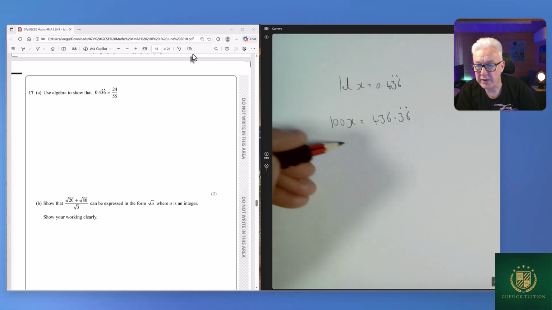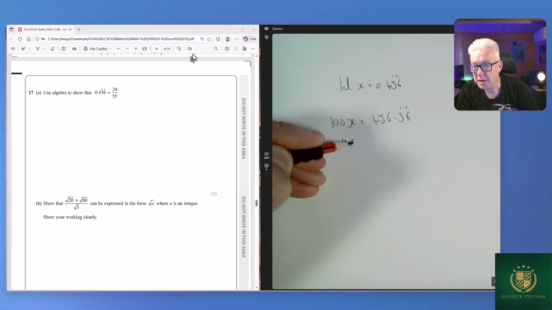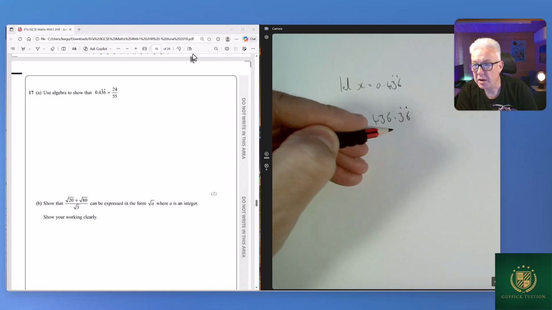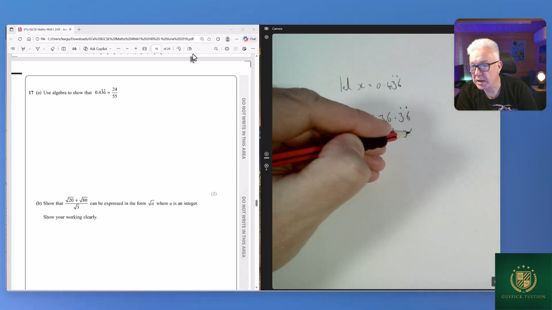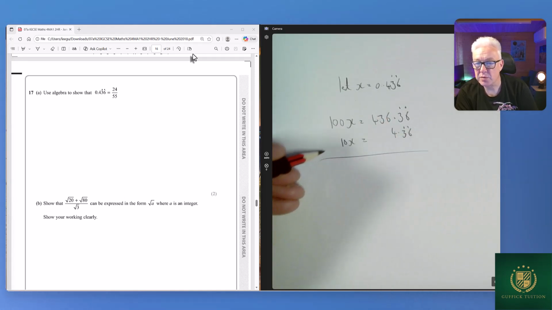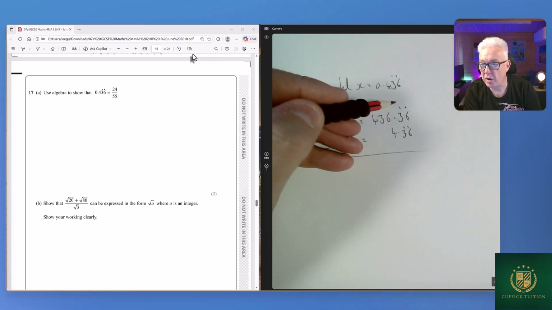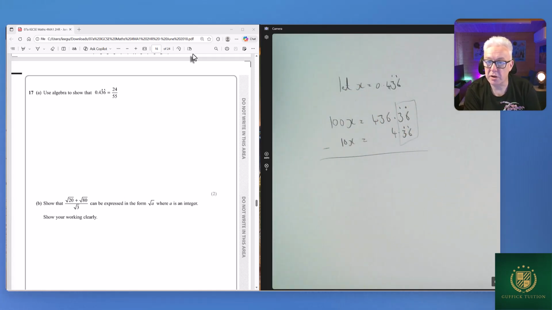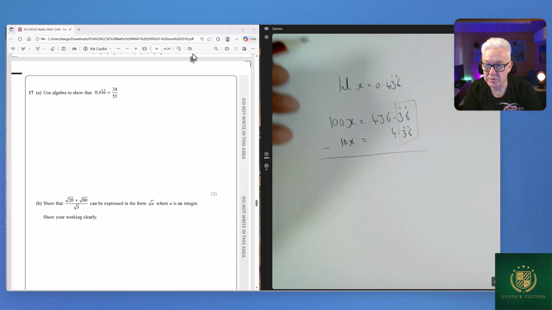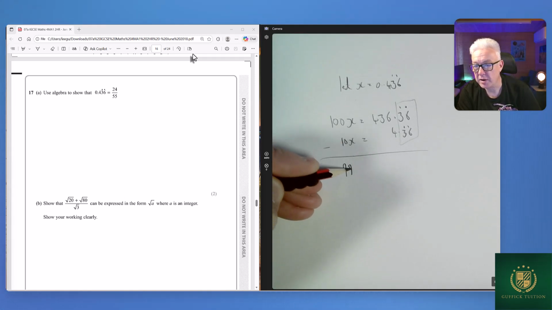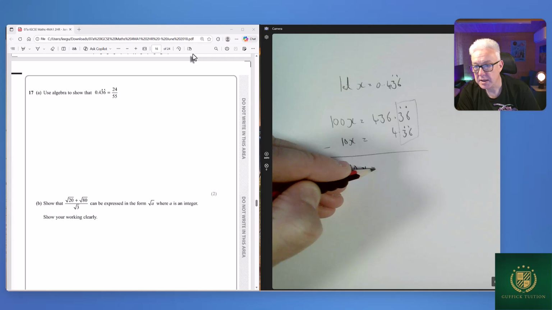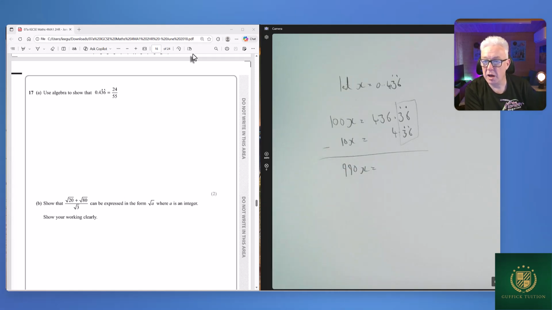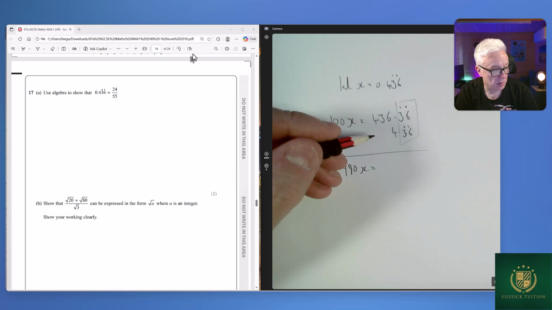Now, if I was to have a 10x as well, then 10x would give me 4.36 recurring. And this is what I mean. You can see now that we've got the 36 recurring lined up, okay? So that means that this is going to work. When we subtract these from each other, we're now going to have 990x is going to equal 432, okay? It's going to equal 432.